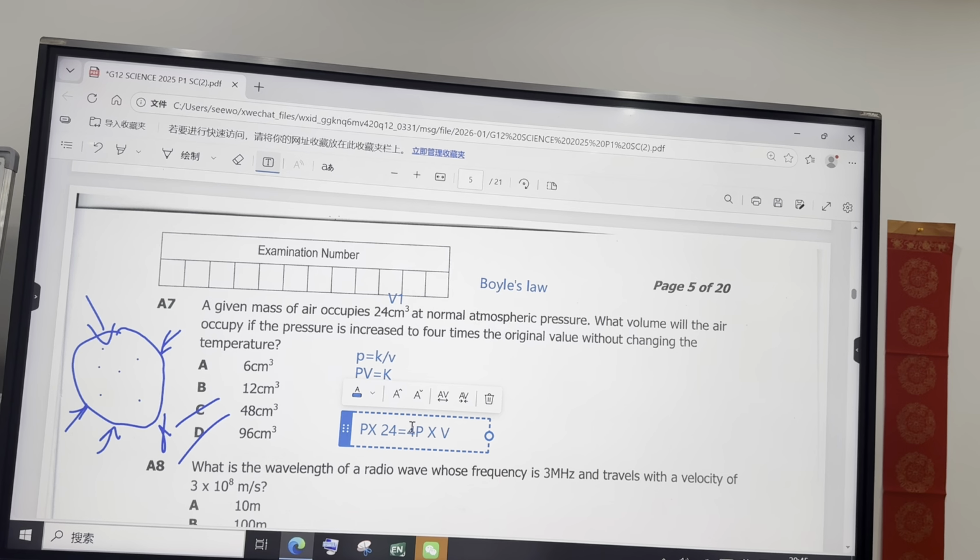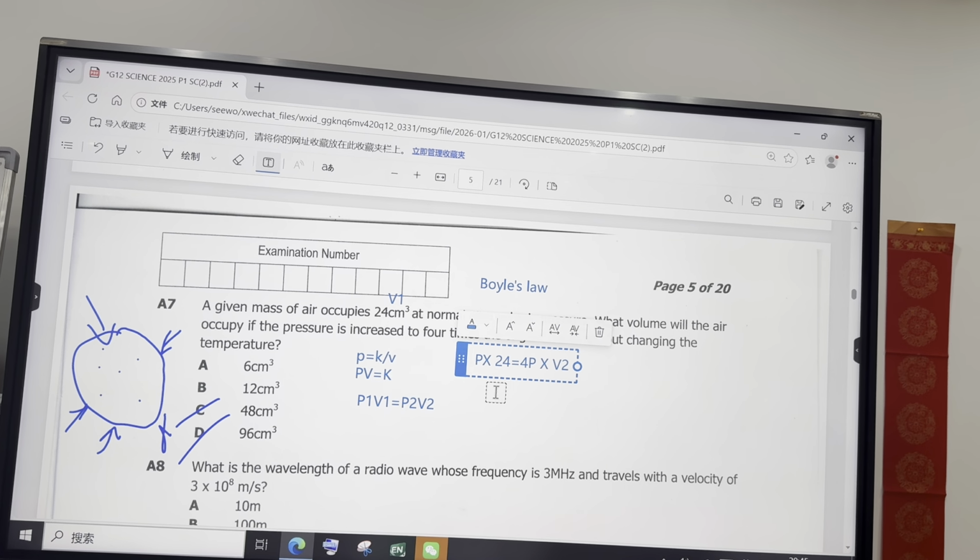So let me just call it V2 like that. Okay, so you can see here now that you can actually now cancel. So you can now divide, you want to find V2, you can divide both sides by 4P. You also divide there by 4P. So this and that will cancel, remain with V2.